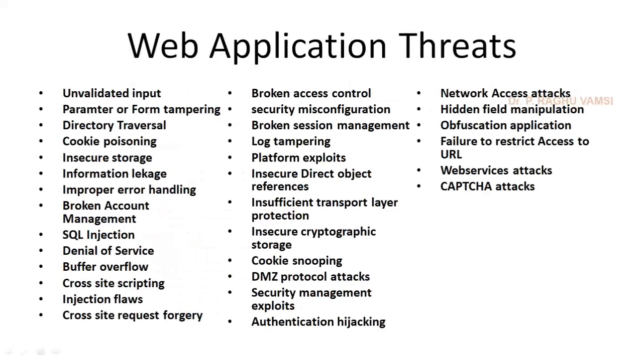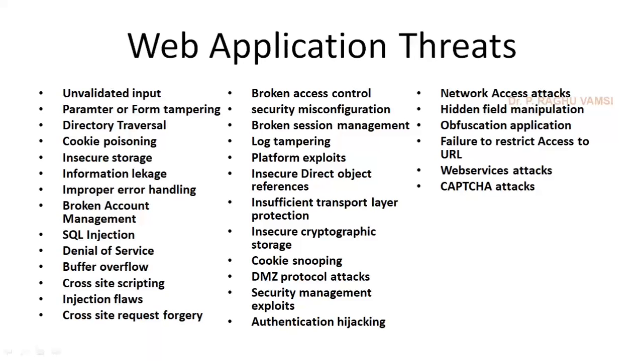Next, we will move on to the web application threats. As I have told you previously, there are many possibilities of exploiting web applications. What are the main sources by which web application threats may be exploited? There may be unvalidated input that may be processed by the web application. There may be form or parameter tampering. Sometimes form tampering or parameter tampering may also happen, with which the web application may be compromised.